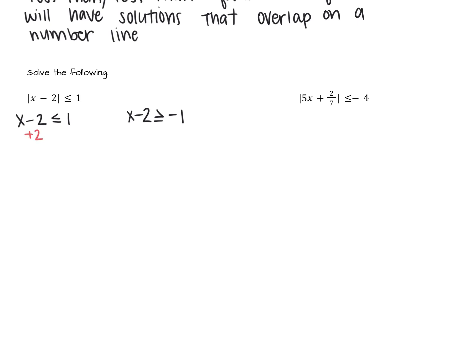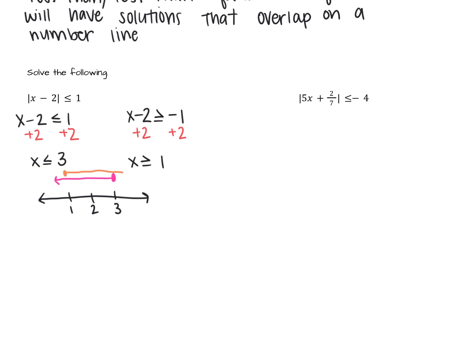Then I'm going to solve each inequality. We add 2 to both sides and we get x is less than or equal to 3. Then add 2 to both sides of my second inequality, and we get x is greater than or equal to 1. If I were to draw a small number line, I have 1, 2, and then 3. For x less than or equal to 3, I'd have a closed circle at 3, everything to the left of that. For everything greater than or equal to 1, closed circle, everything to the right. So they would overlap between 1 and 3. My solution is bracket 1, comma 3, close bracket.